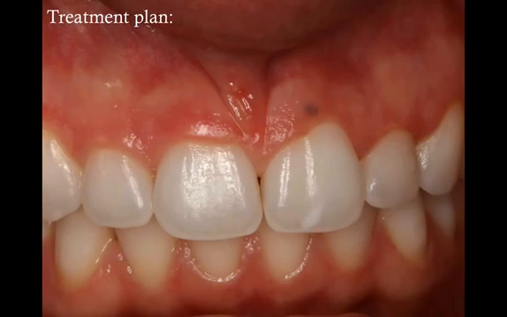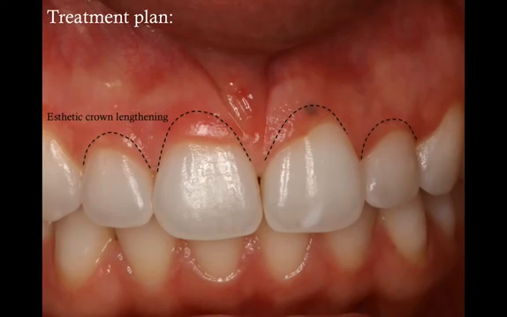So my treatment plan is number 1, to remove the excessive tissue on the central and lateral incisors, the actual aesthetic crown lengthening, and that will also create better teeth proportions. In the process, I'll be able to remove the lesion, and the last part of the procedure is to remove the frenum, perform a frenectomy.